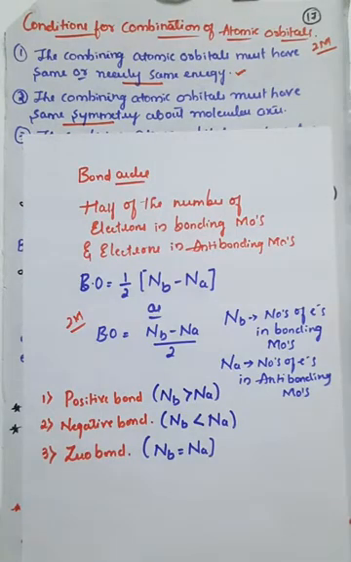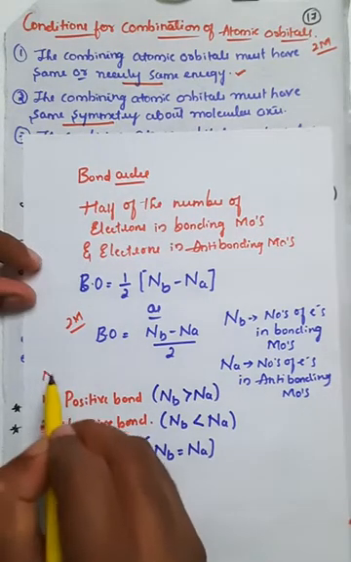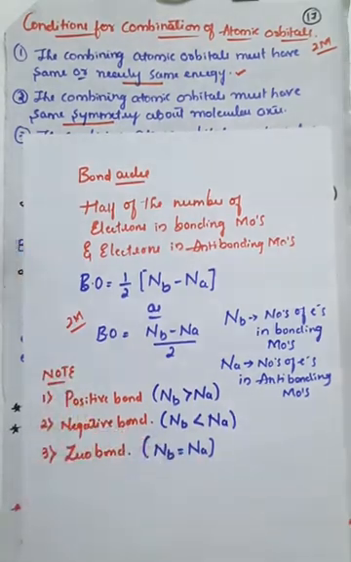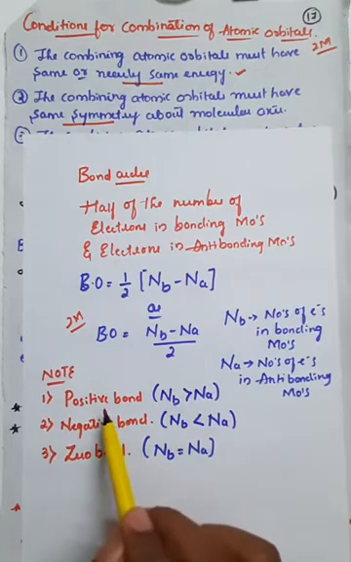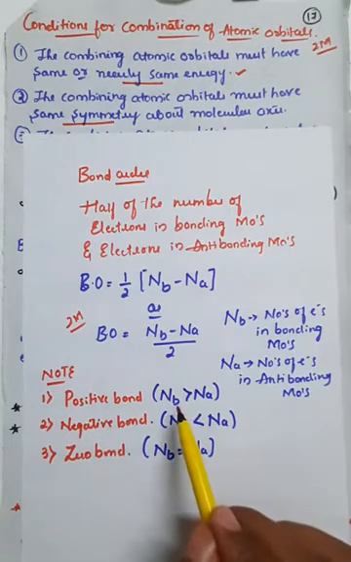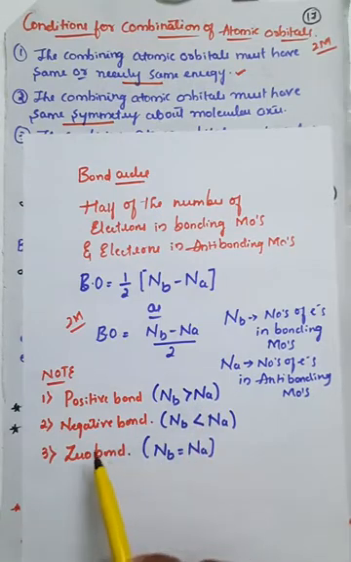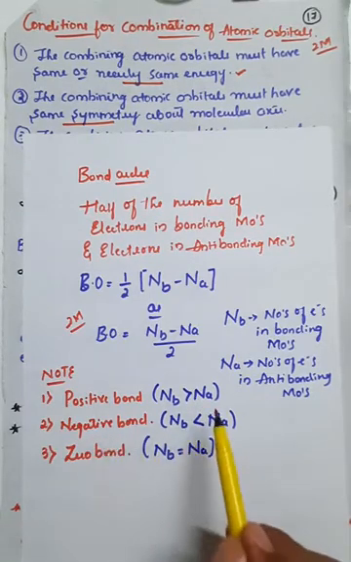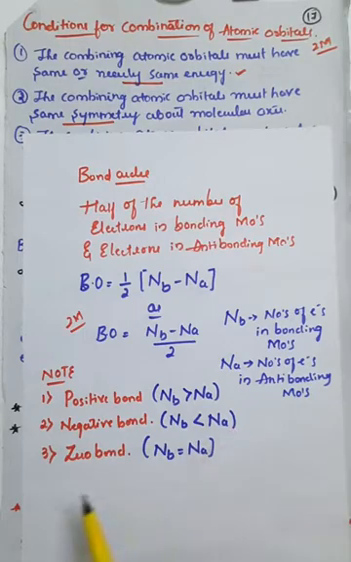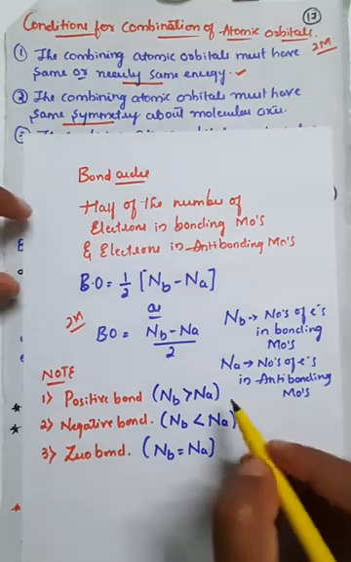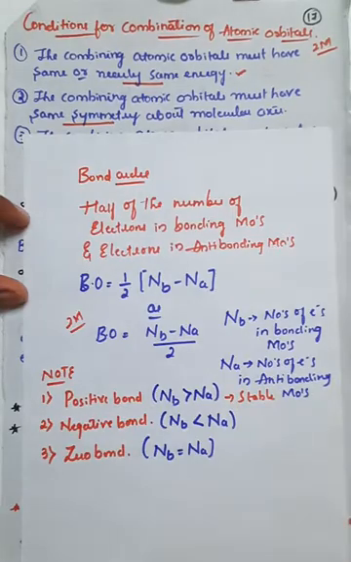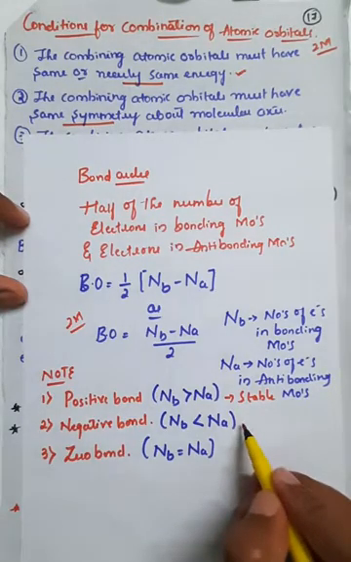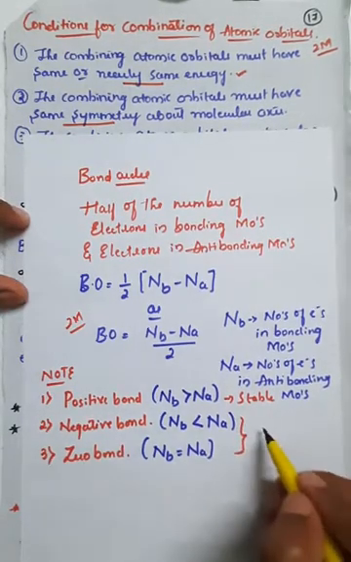Observe carefully here. This is a very important note point. There are three types of bond order: positive, negative, and zero. Positive means the number of electrons in bonding is greater than in anti-bonding. Negative means the number of electrons in bonding is less than in anti-bonding. Zero means the number of electrons in bonding is equal to that in anti-bonding. And here, whenever there is a positive bond order, the molecule will be stable, and whenever the bond order is negative as well as zero, it will be unstable.